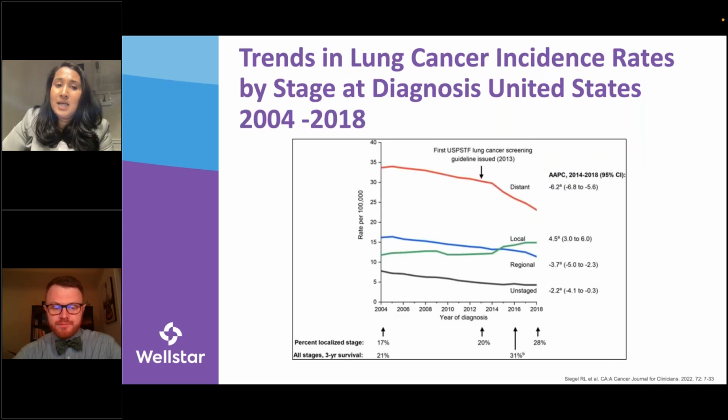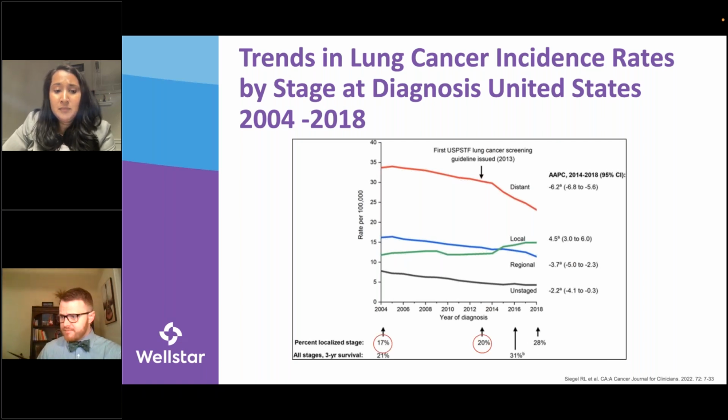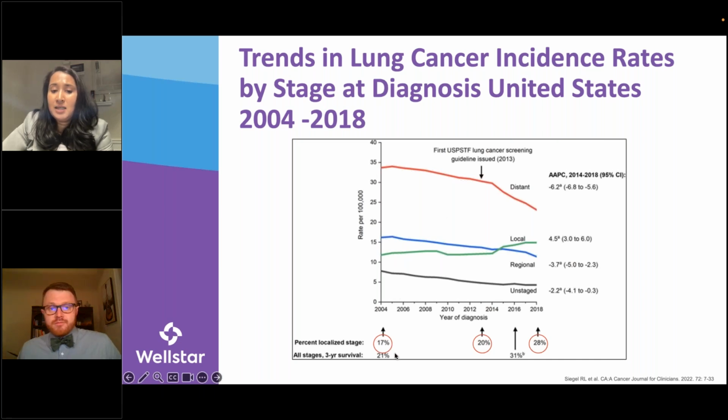Now, once these guidelines were published in 2014, there was, of course, some criticism that came from the screening guidelines. One of those criticisms being that, yes, we're screening all of these patients, but are we finding early stage cancers that may not have changed mortality? Are we just screening these patients just because we have these guidelines in place? And so interestingly, in this study, you can notice prior to the USPSTF guidelines coming out, in 2004, there were about 17% early stage cancers that were being identified.